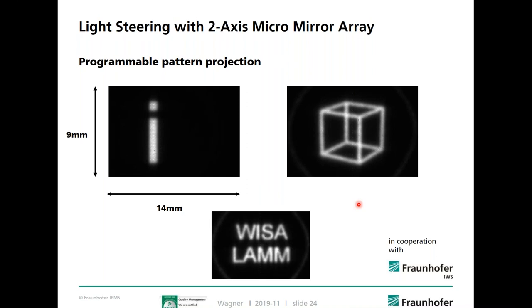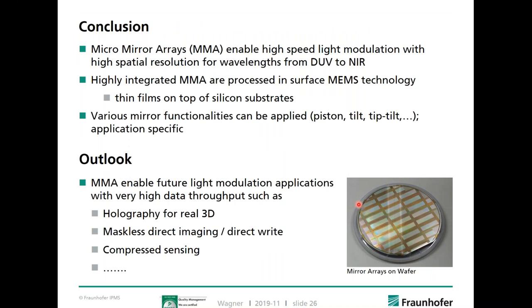Okay, so I'm basically at the end of my talk, so let me wrap up. I hope that I could give an indication that micromirror arrays enable versatile, really high-speed light modulation, at different wavelengths, from deep UV at the moment to NIR, and that highly integrated MMAs are processed at Fraunhofer IPMS in surface MEMS technology.